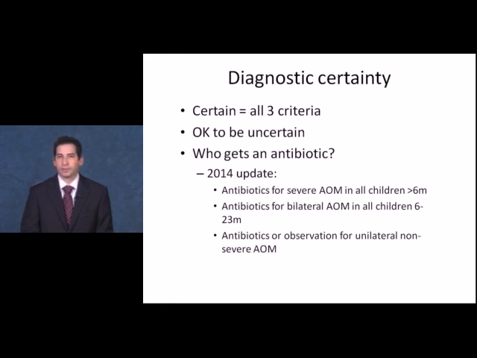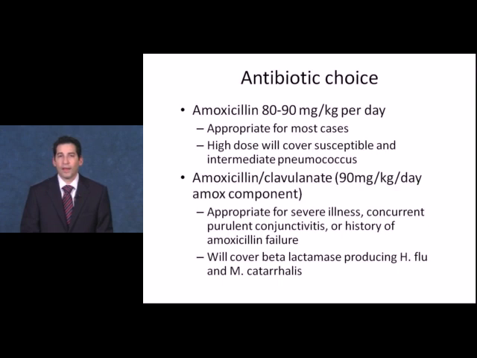If antibiotics are chosen, amoxicillin is the best choice for first-line treatment. The amoxicillin should be given at the high-dose formulation with 80 to 90 milligrams per kilogram per day, divided BID, and this is appropriate for most cases. This high dose will cover susceptible and intermediate pneumococcus.